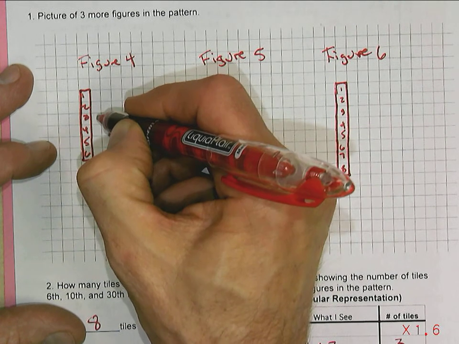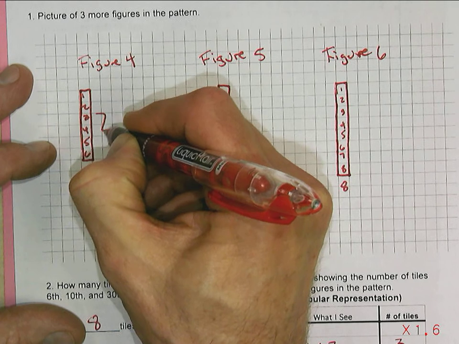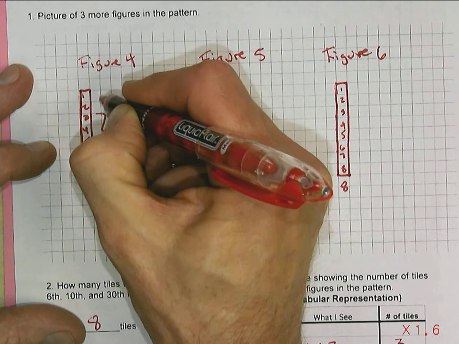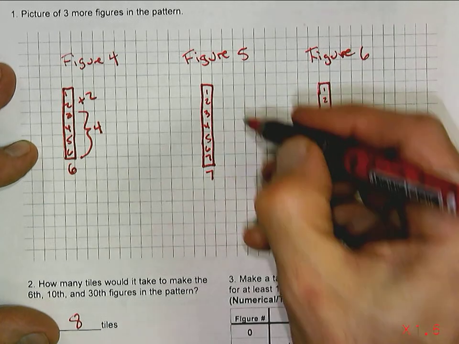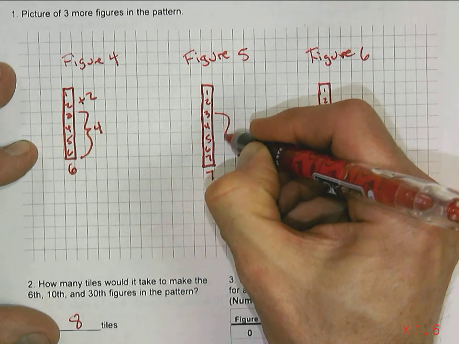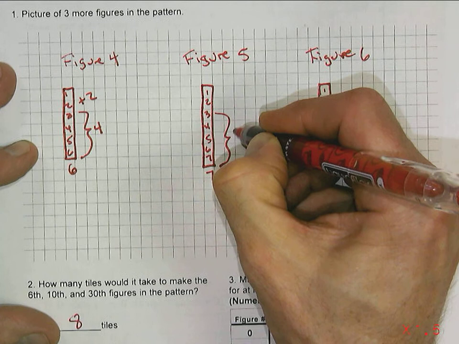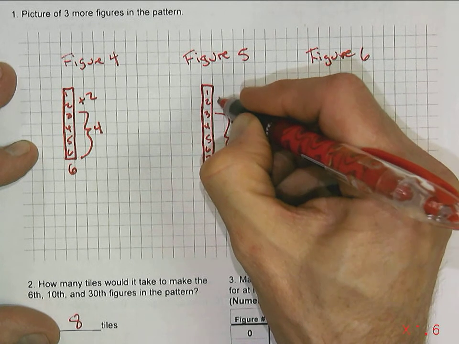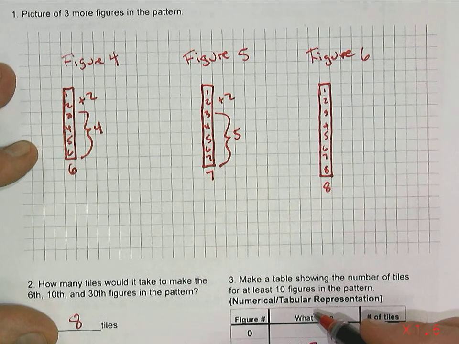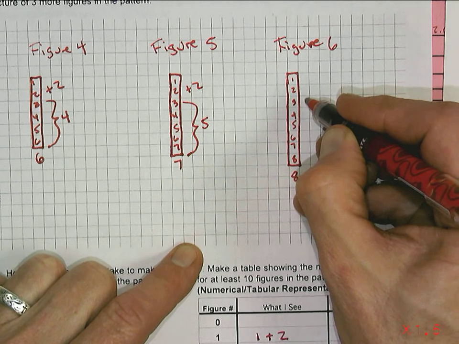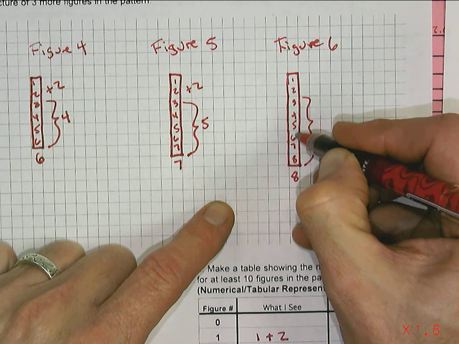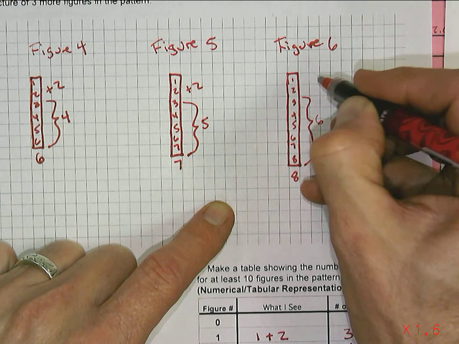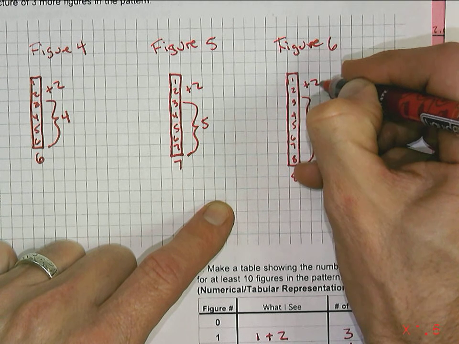And so here are the 4 plus 2. And here's 5 plus 2. And here I see the 6, 1, 2, 3, 4, 5, 6 plus 2.